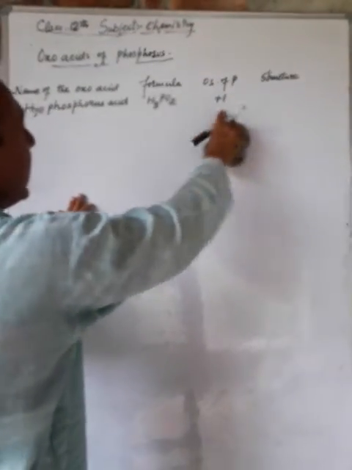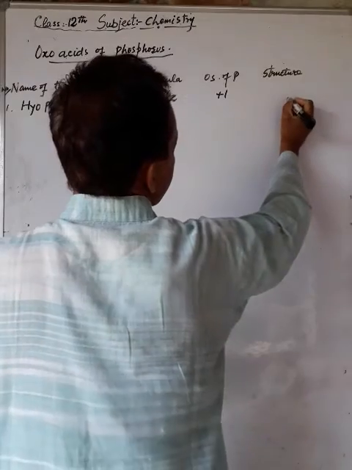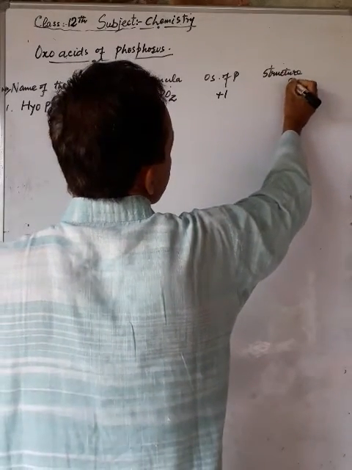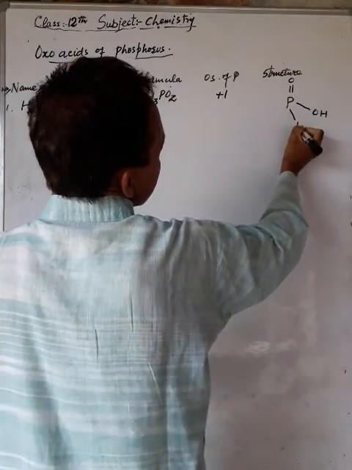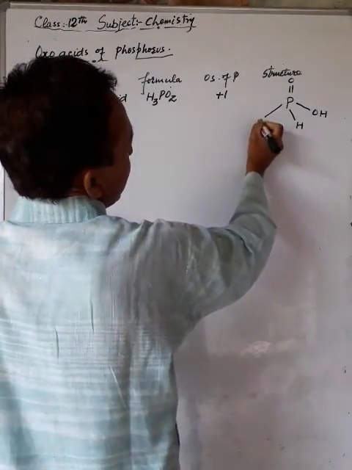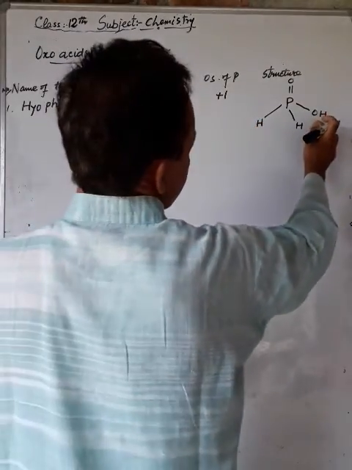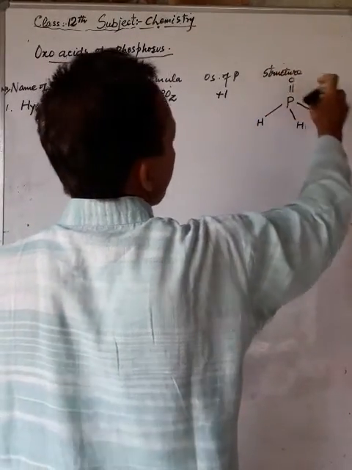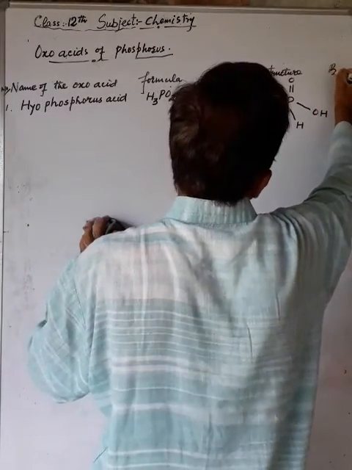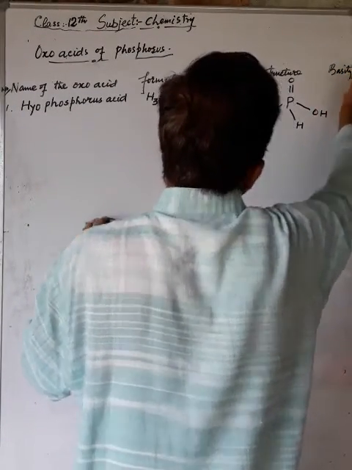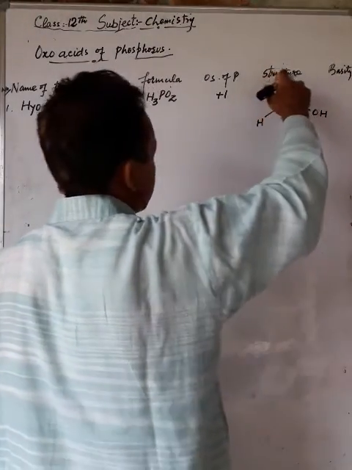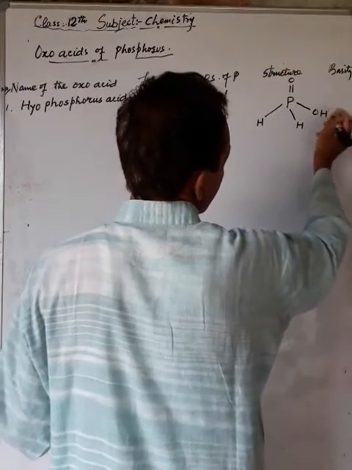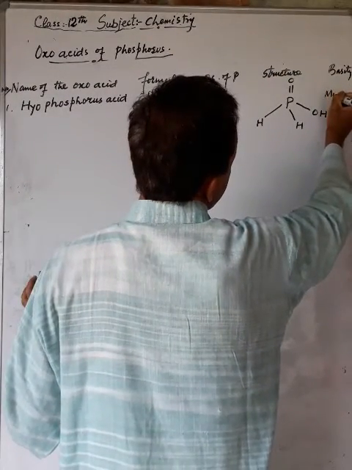Now, what is the structure? The structure is P double bond O, OH, H and H. This is H3PO2 and its basicity is the number of OH groups in the compound, that is 1, so it is monobasic.